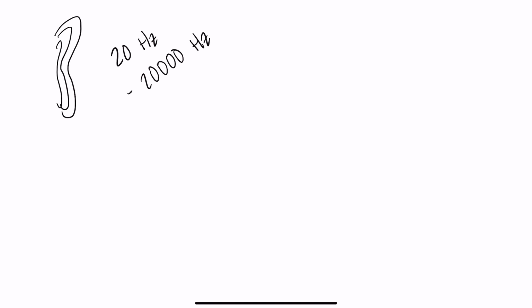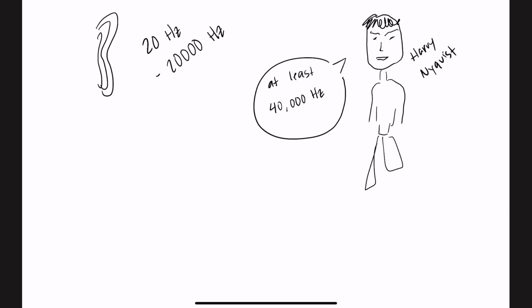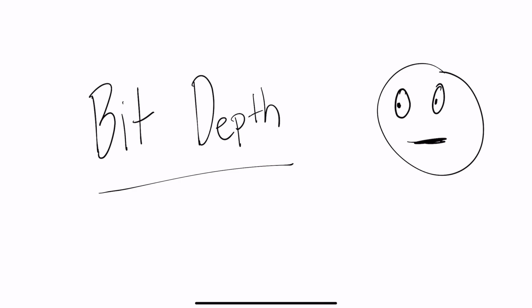So, if human hearing is 20 Hz to 20 kHz, the Nyquist theorem states that we need at least 40 kHz to capture full frequency audio. However, like the example presented, the norm of recording is a sample rate of 44.1 kHz. Now, bit depth, which I personally find a bit more confusing.